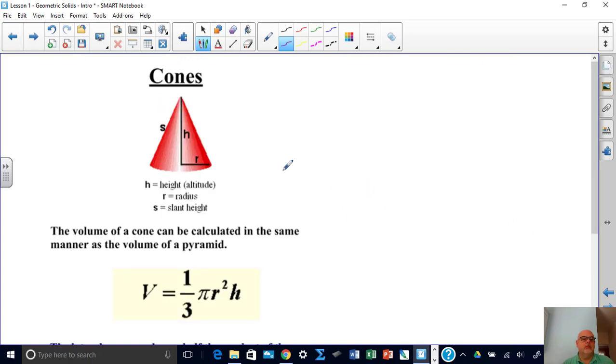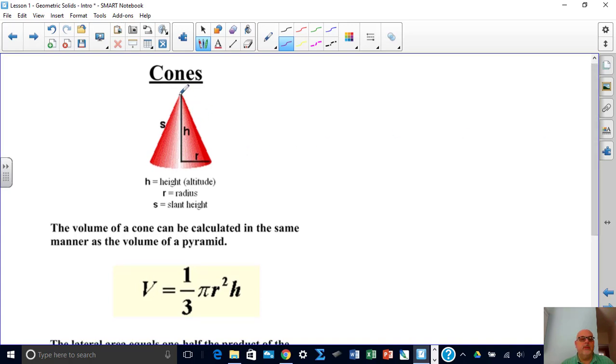So let's look at a cone. A cone has a very similar formula for the volume as a pyramid. On a cone, you have the height, the altitude perpendicular from the point to the center of the circular base. Then you have the radius of the base. And this here along the side is called the slant height. You need that for the lateral area of a cone. So let's look at the volume. It's pi r squared, the area of the bottom, times a third times the height.